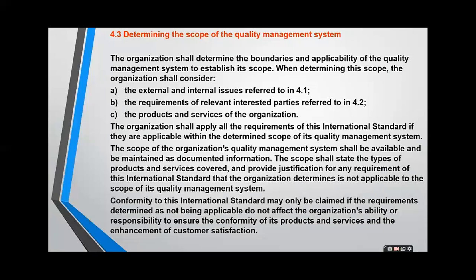As you can see, this 4.3 subclause is based upon these 3 points, 1, 2, and 3. And these 2 points, A and B, are referring to what? The previous subclauses that we went through, 4.1 and 4.2. So if you have understood these two clauses, it will be easy for you to determine the scope of the QMS.